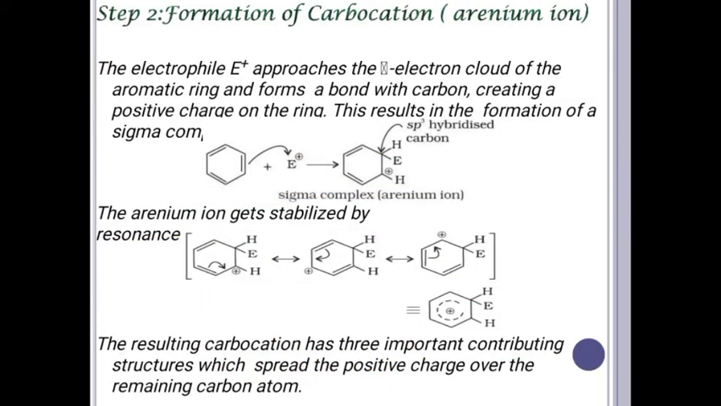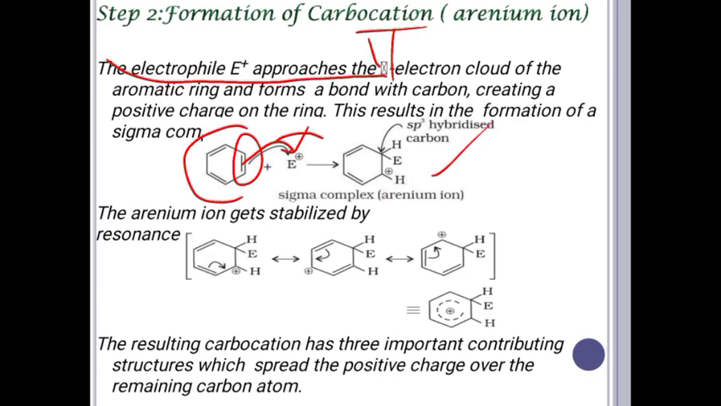Second step is formation of carbocation or arenium ion. So, the electrophile approaches the pi electron cloud of the aromatic ring. Here you can see the benzene, and here will be the pi electrons. So, the electrophile reaches the pi electrons. This electron cloud having negative charge will attract the electrophile, which creates a positive charge in the ring. So, it helps to form a sigma bond.